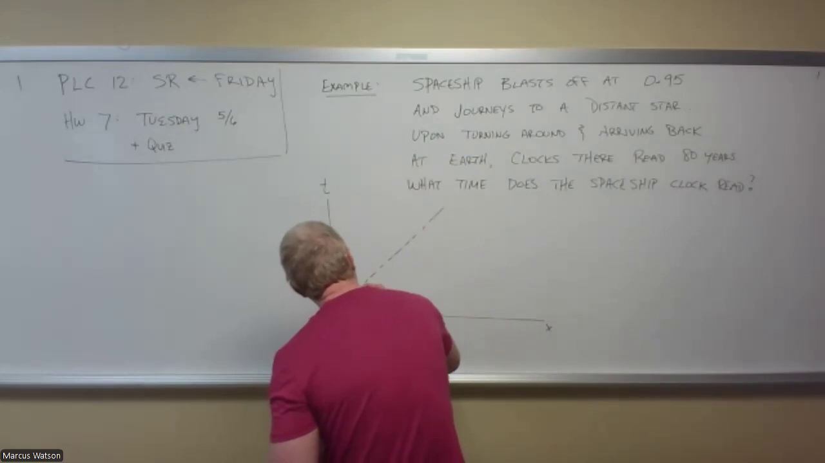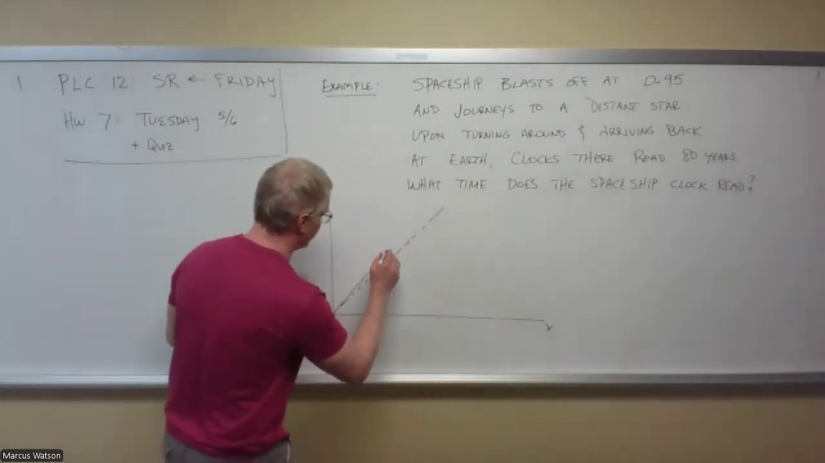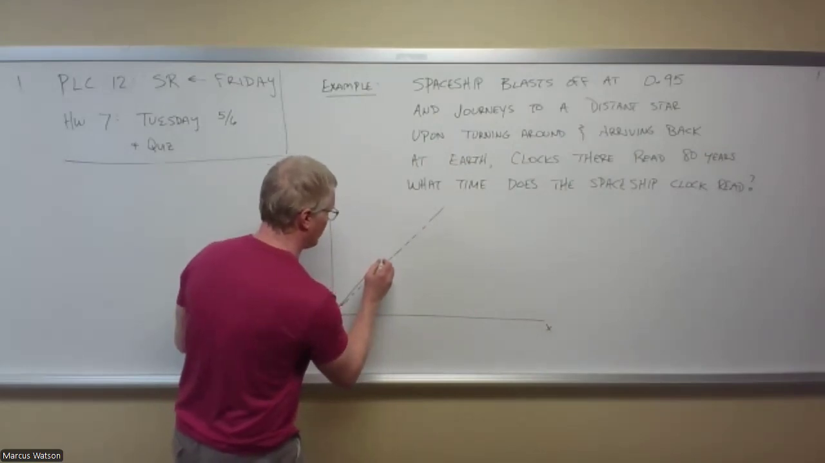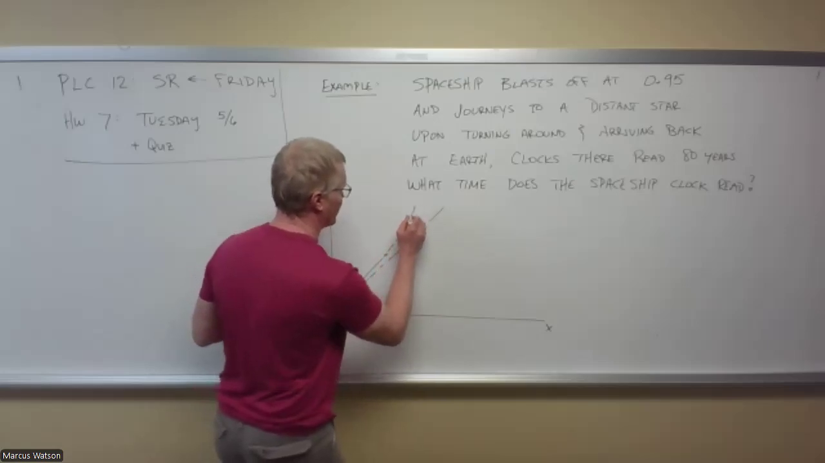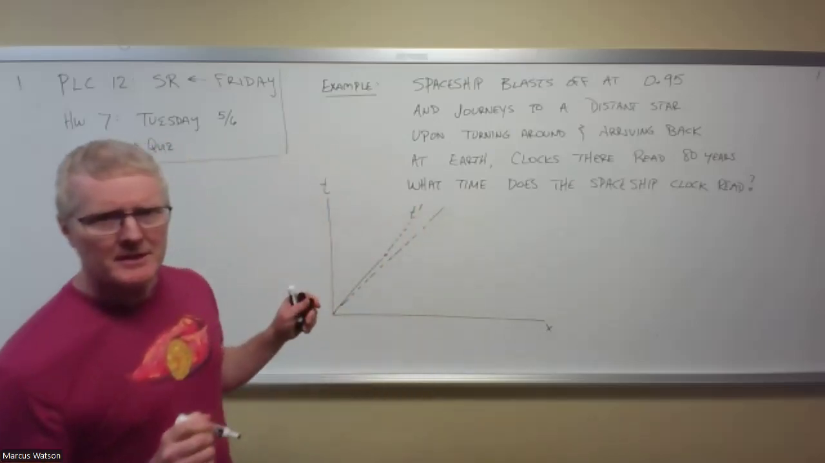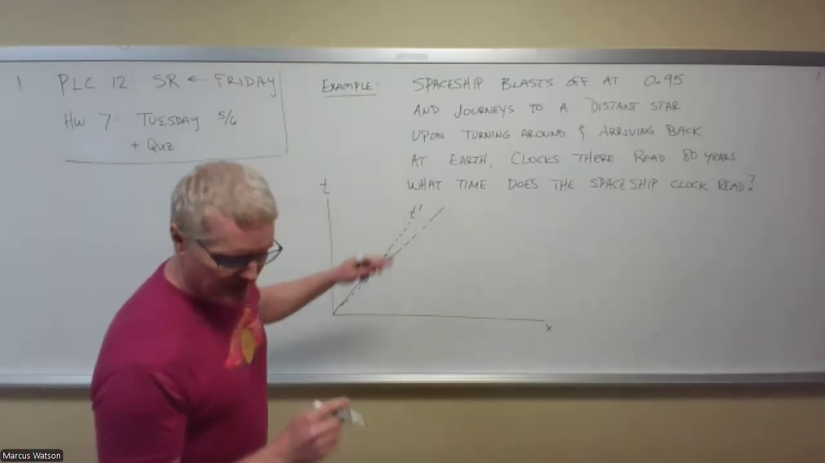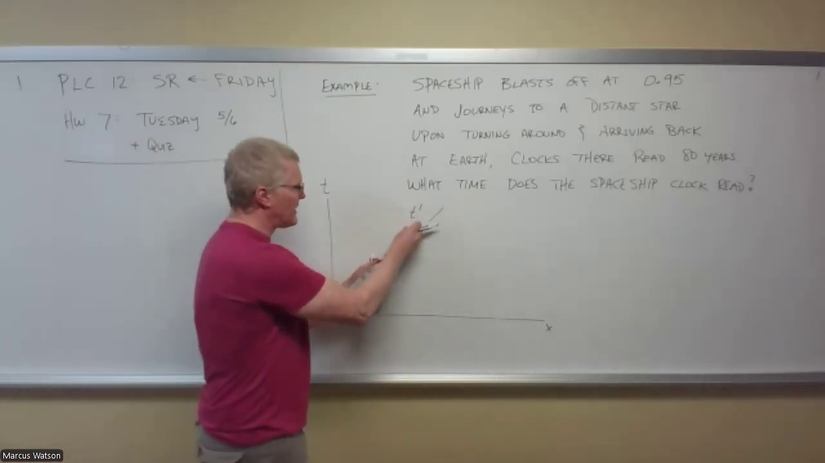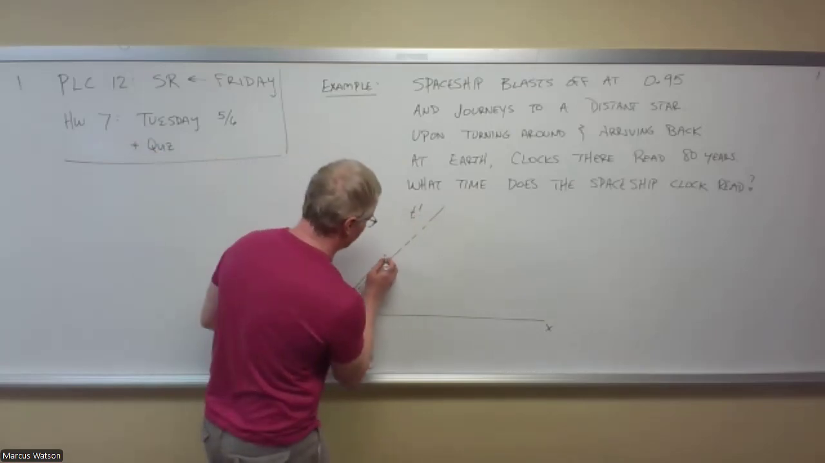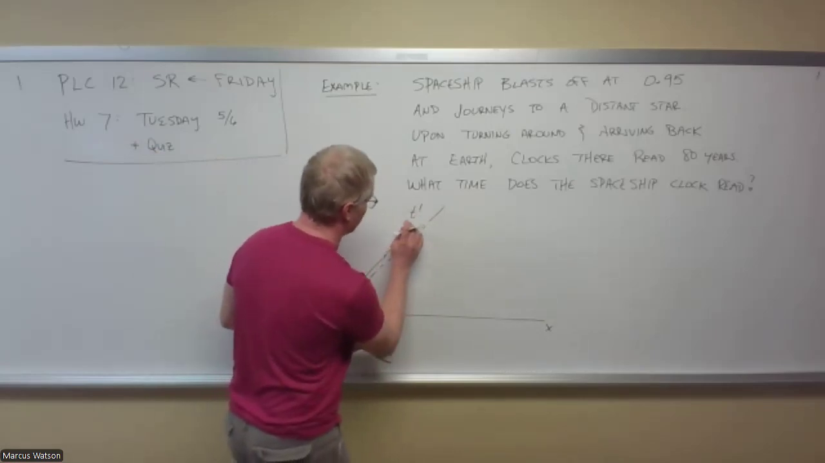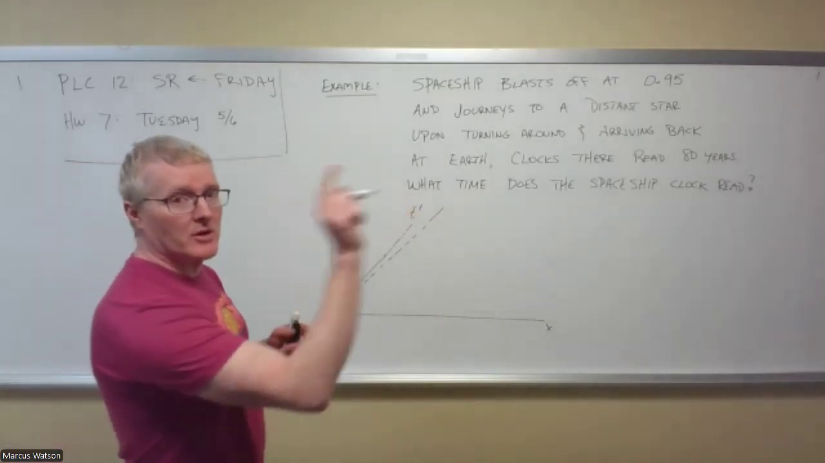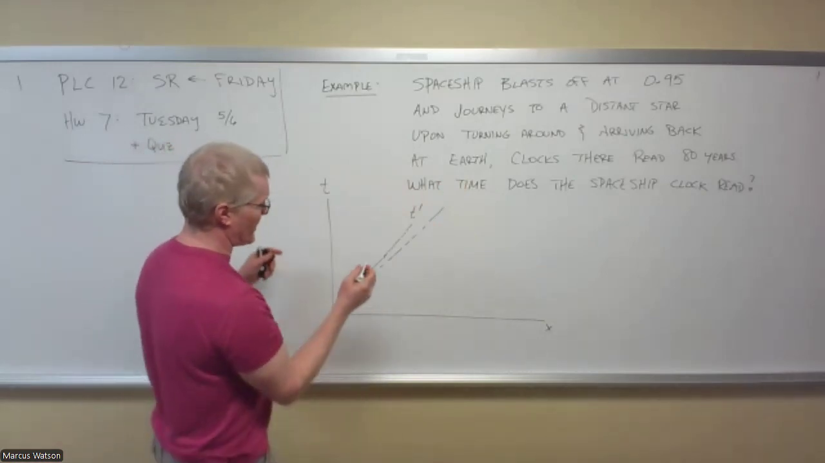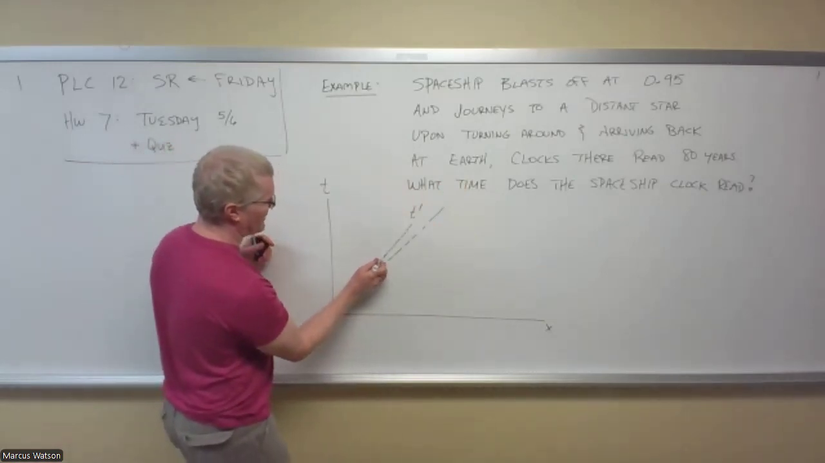Now, that means that the 0.95 is going something like this. I'm gonna extend this out a little bit further so I can label that the T prime axis. Now that would be curving upwards a little bit, sorry. That would be the outbound journey of the spaceship. But at some point at the distant star, it flips around, it turns around, it comes back, which means it's going to be coming back kind of like this.